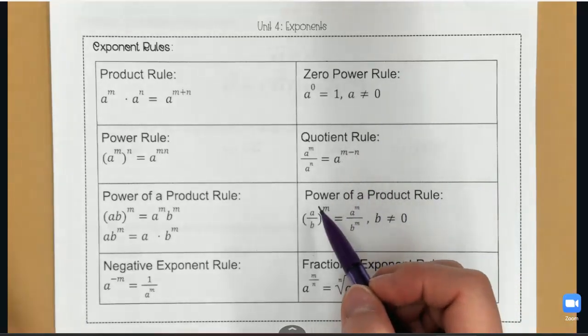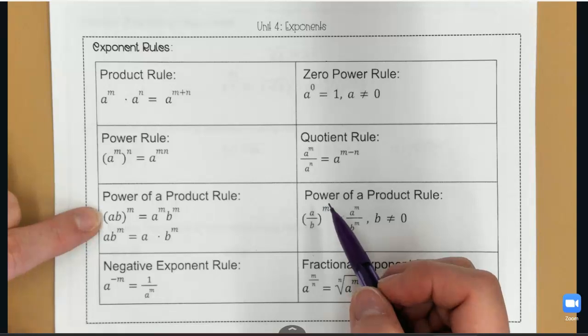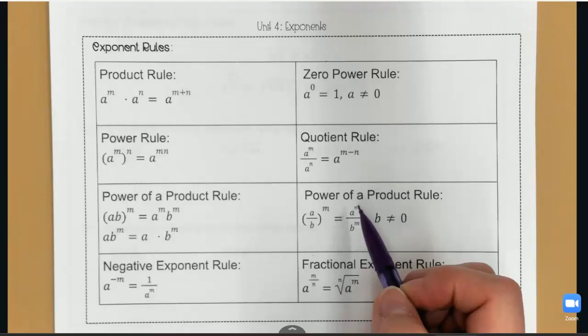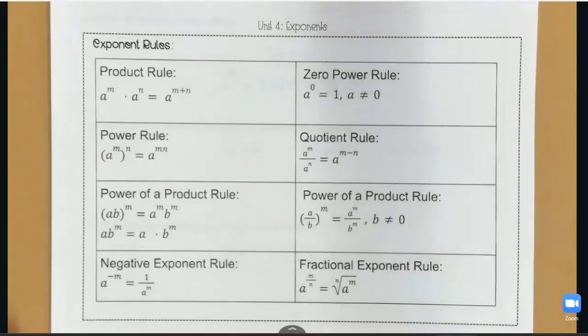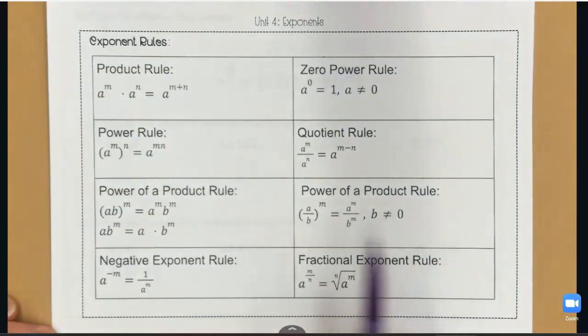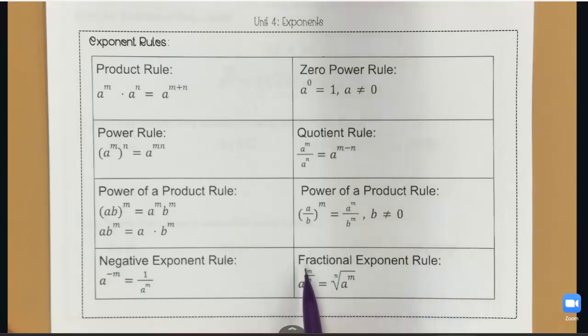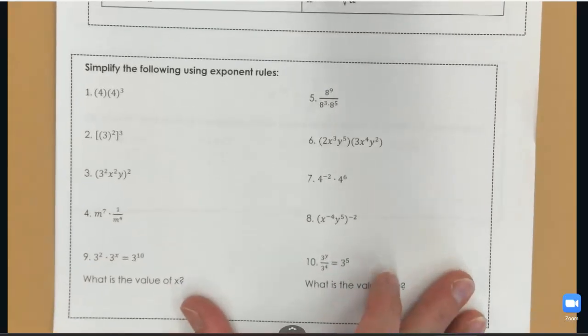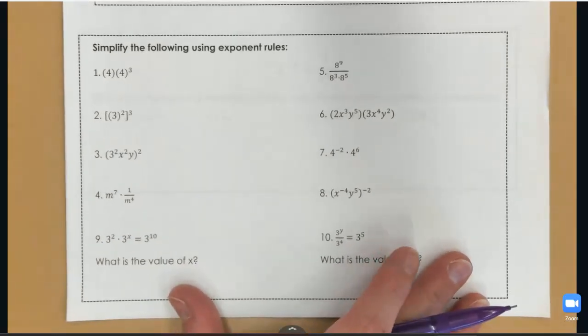Power of a quotient, similar to this one: if it's in parentheses and you're raising both terms, you have to do that for your numerator and your denominator. And then fractional exponents will get their own thing today, but essentially the denominator of your exponent is the index for your radical, and the numerator is the power on your base. So we are going to start with everything except fractional exponents.